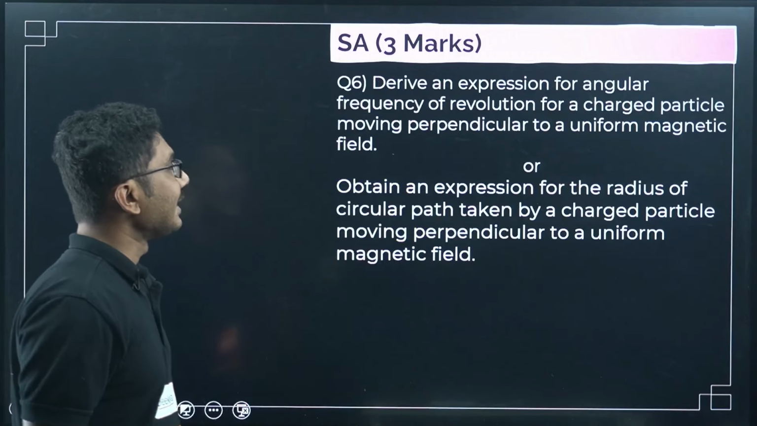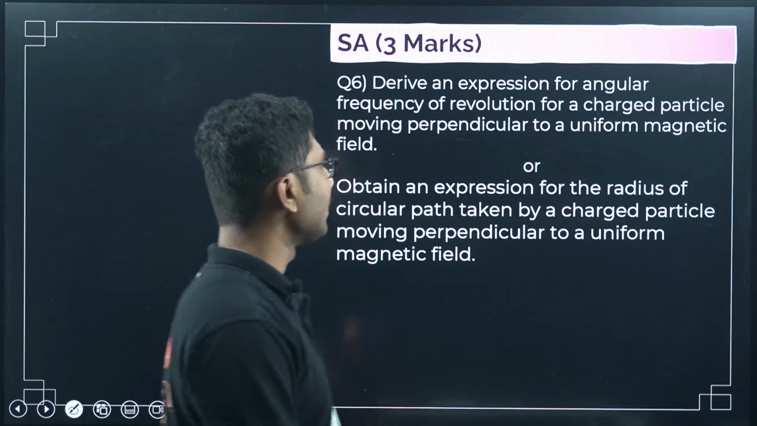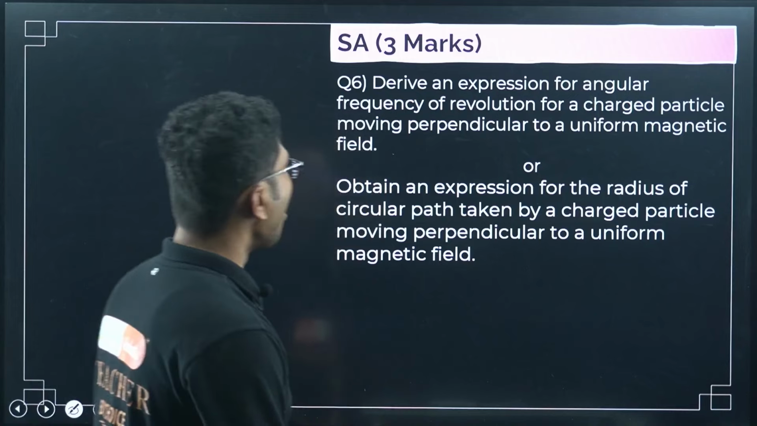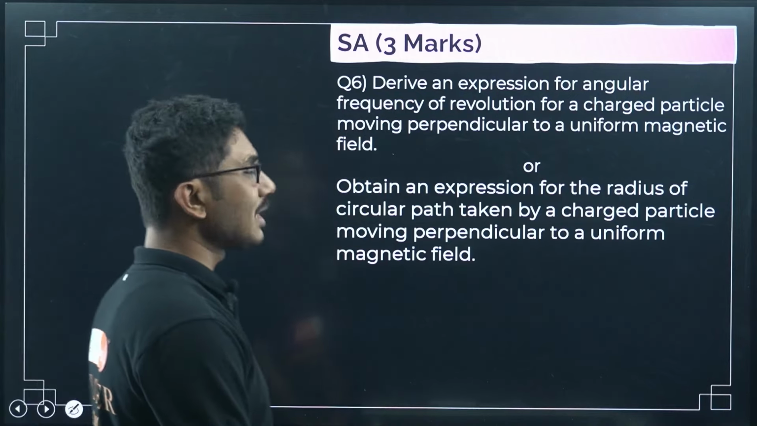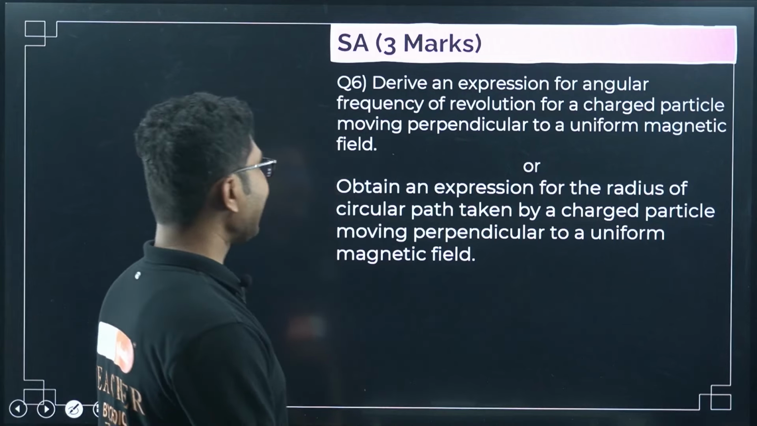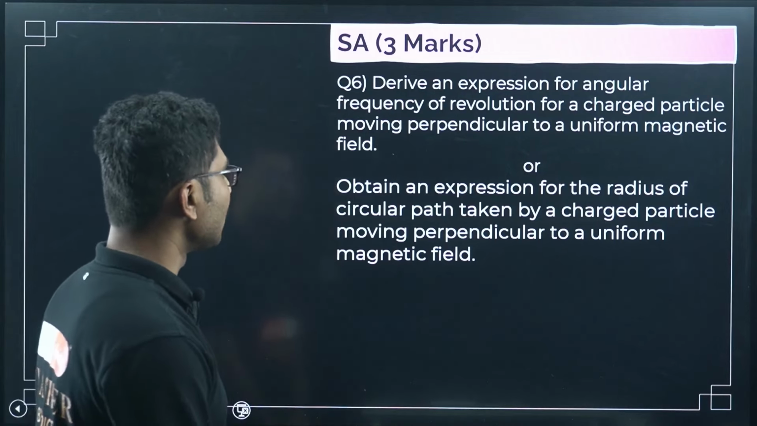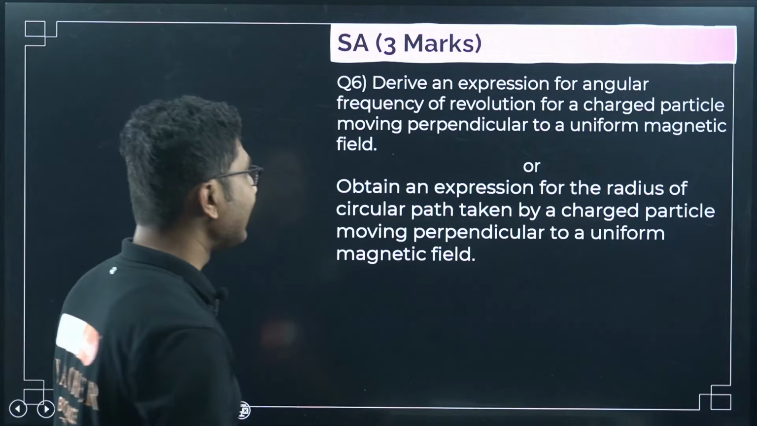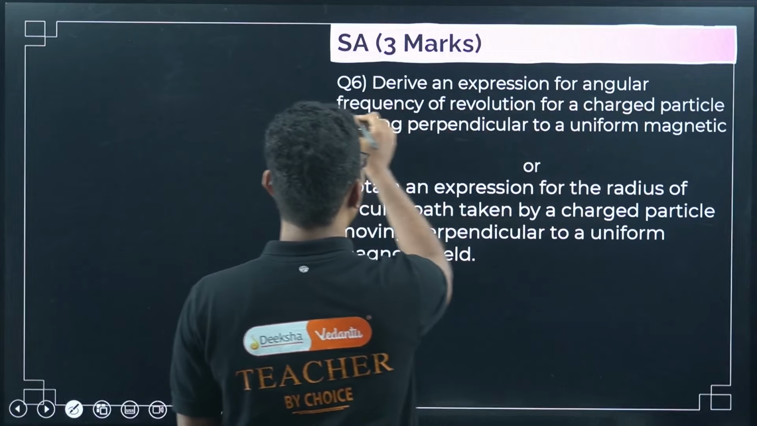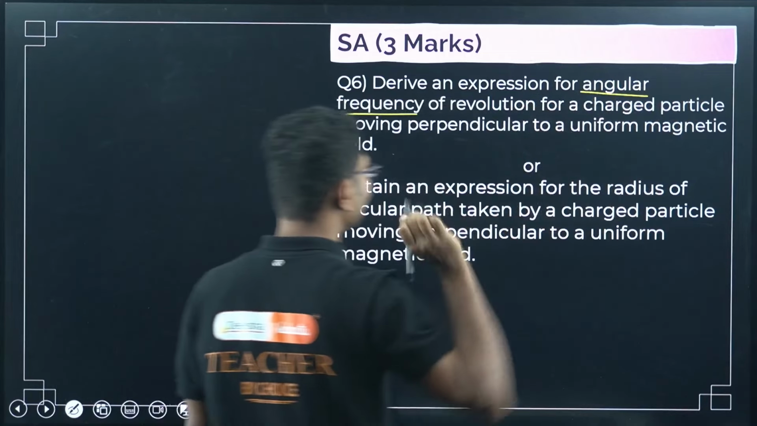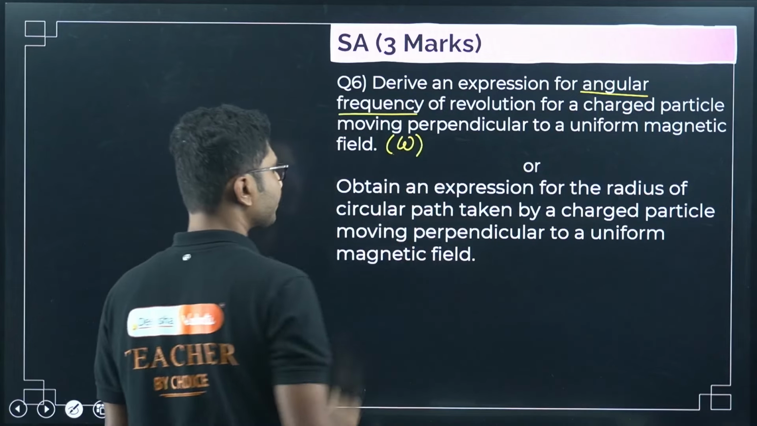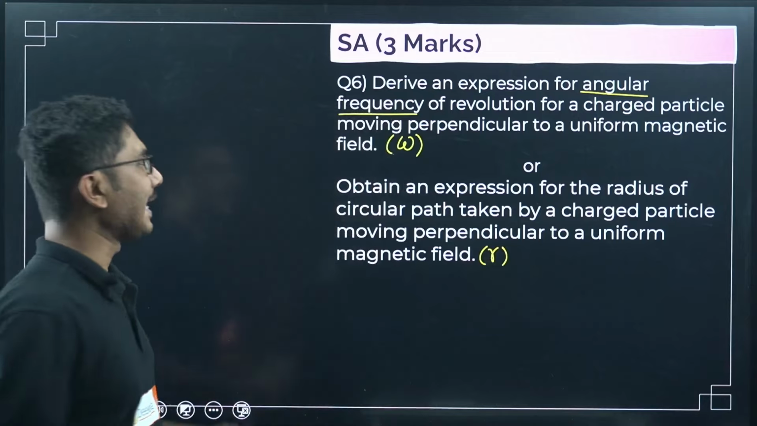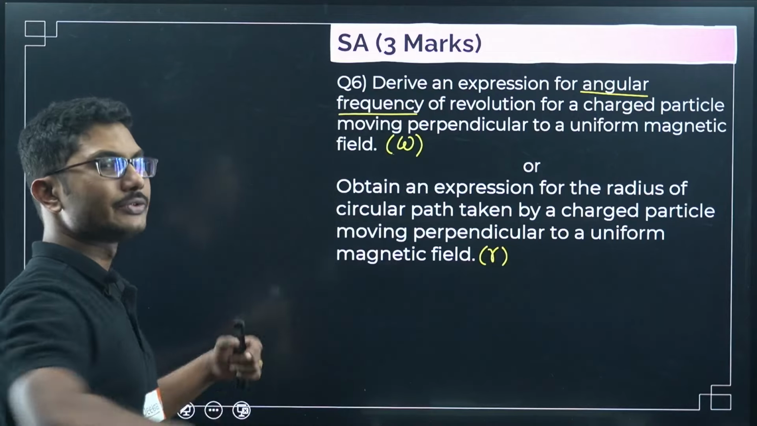Now, next question: derive an expression for angular frequency of revolution for a charged particle moving perpendicular to a uniform magnetic field. Or this question sometimes comes in a second form: obtain an expression for the radius of the circular path taken by a charged particle moving perpendicular to the uniform magnetic field. So either they will ask you to find the angular frequency, same as angular velocity omega, or sometimes they will ask you to find the radius. Same strategy and equations are used, only the values that we are finding are different.